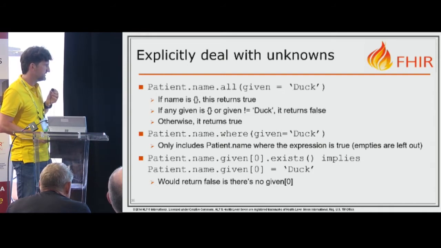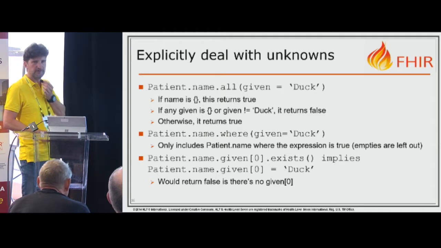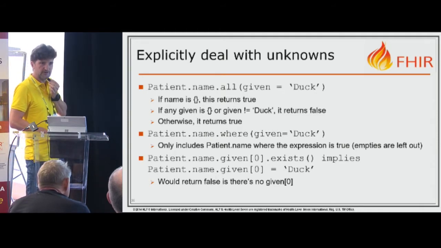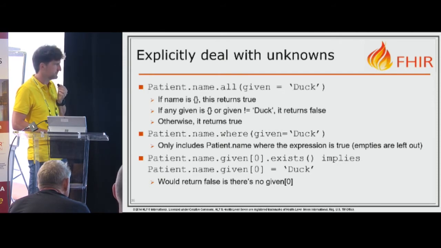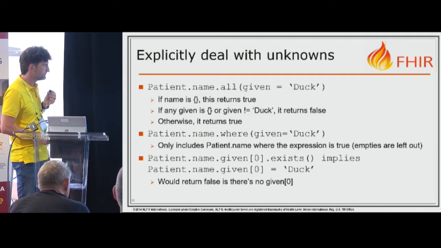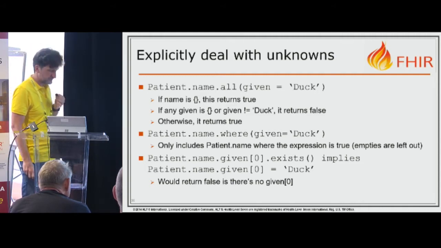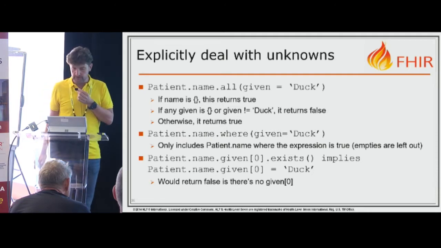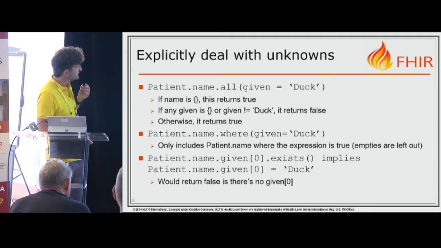If patient.name.given exists, that implies given is duck, which makes this a totally different statement from patient.name.given 0 is duck. Because if patient.name.given 0 did not exist, comparing it to duck would return, I don't know, you know, there was no given name, so I don't know what comparing to duck means. But in this case, if given exists, then comparing it to duck would return true or false when we have a given. And if given does not exist, then it's simply true. So this implies operation is pretty useful for dealing with these kinds of things.